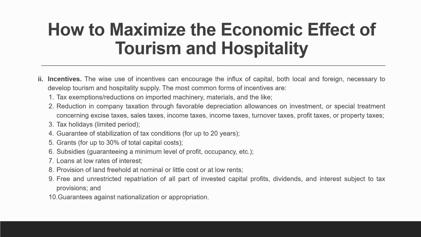Second is incentives. The wise use of incentives can encourage the influx of capital, both local and foreign, necessary to develop tourism and hospitality supply. The most common forms of incentives are tax exemptions or reductions on imported machinery, materials, and the like, reduction in company taxation by means of favorable depreciation allowances on investment, or special treatment in relation to excise taxes, sales taxes, income taxes, turnover taxes, profit taxes, or property taxes.